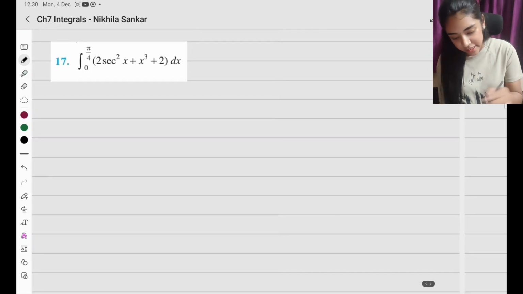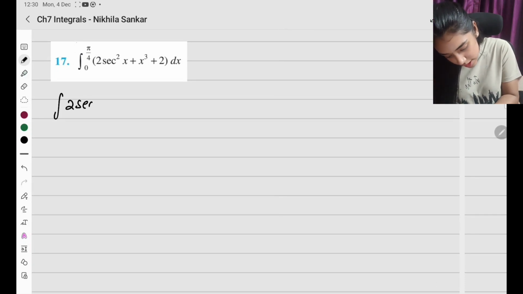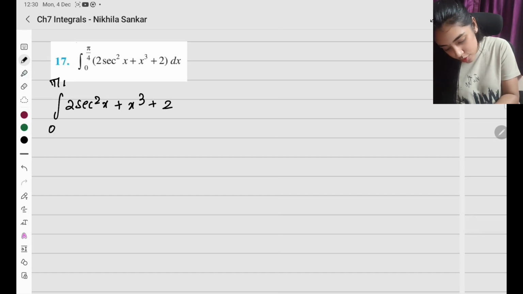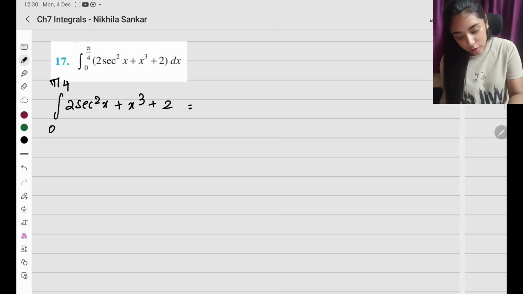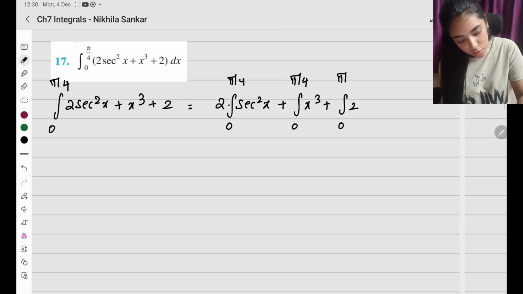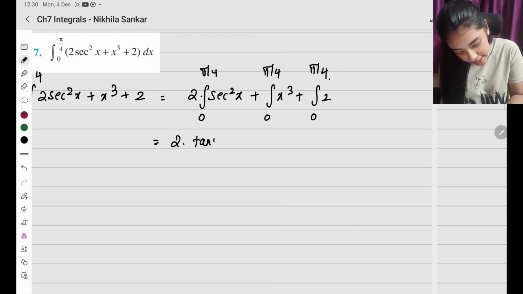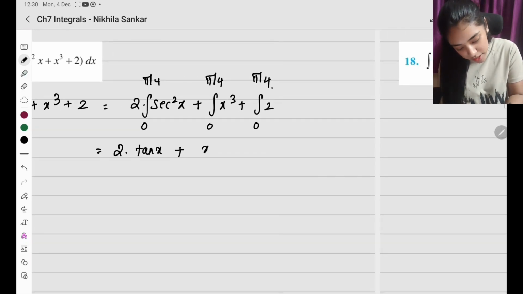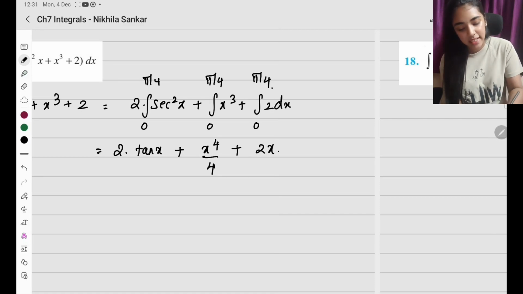Question number 17. So in the இடத்துல I have 2 secant square x plus x cube plus 2 from 0 to pi by 4. Okay, so first integral of 2 secant square x. So 2 integral of, I'll do it slowly. So secant square x plus integral x cube plus integral 2 from 0 to pi by 4. So 0 to pi by 4, 0 to pi by 4. So this is going to be 2 times integral of secant square x is going to be tan x. So tan x plus x cube can be written as x power 4 divided by 4 plus 2 times integral of dx. You have a dx.